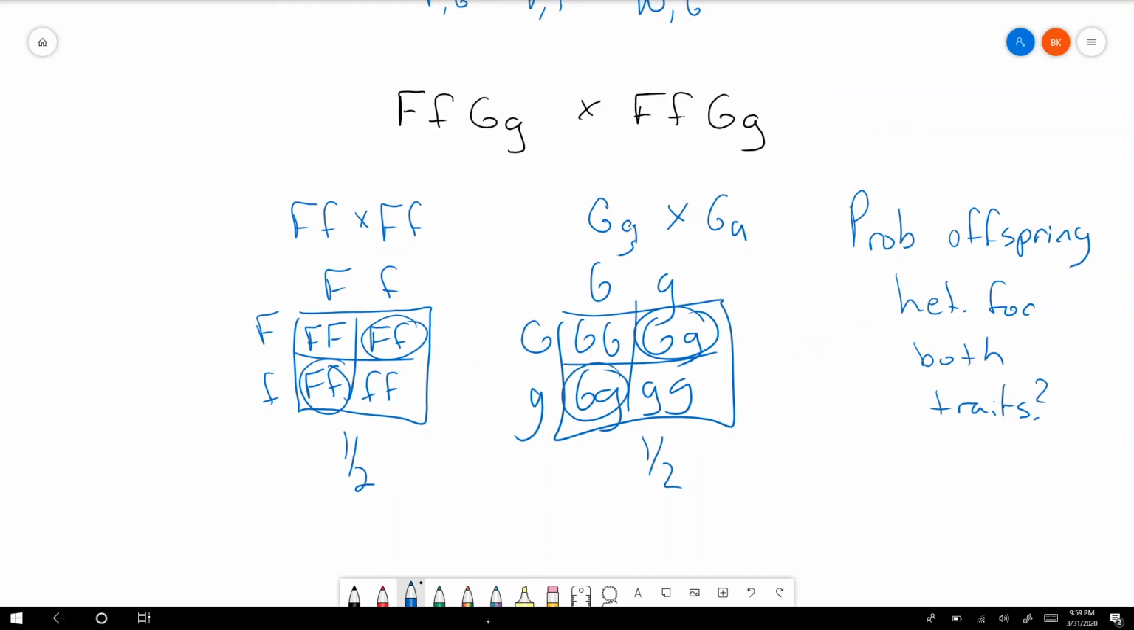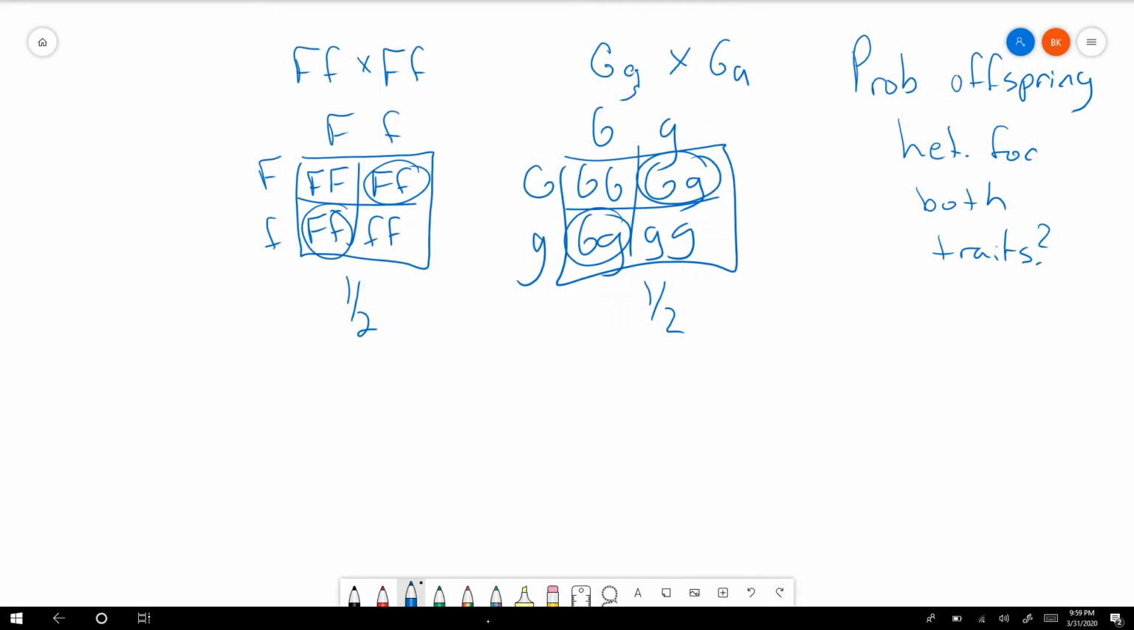So what's the probability of the offspring being heterozygous for both traits? Well, because the two events are independent, I need the F gene to be heterozygous and I need the G gene to be heterozygous. Whenever you say that word "and," you multiply the two probabilities. So we take 1/2 times 1/2. Yes, this does mean you'll have to remember how to multiply fractions. If you remember, you multiply the numerators together, so in this case 1 times 1 is still 1, and then you multiply the denominators together, so it's 4. 1/4. There's your answer.